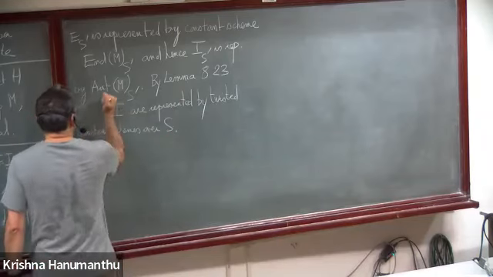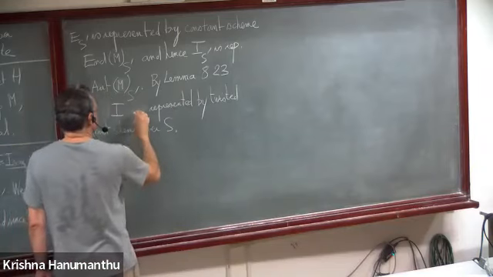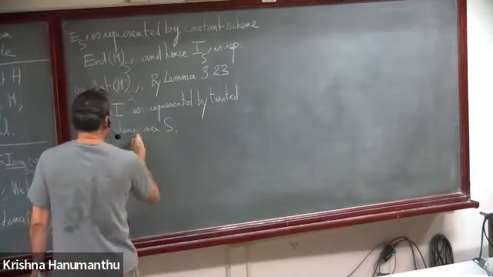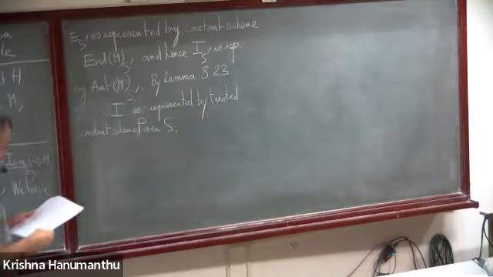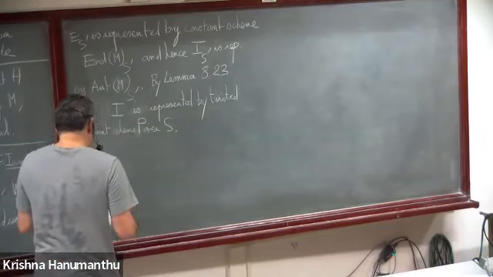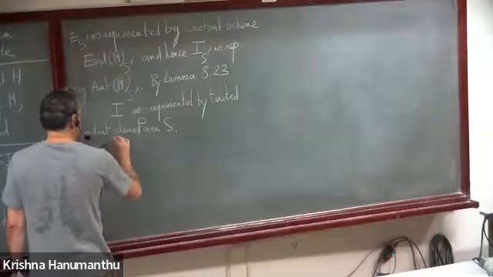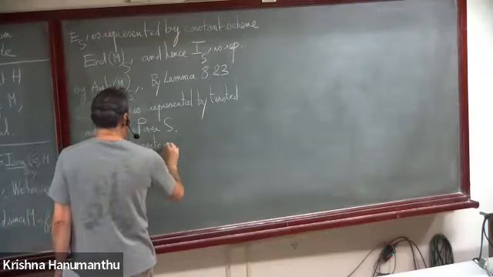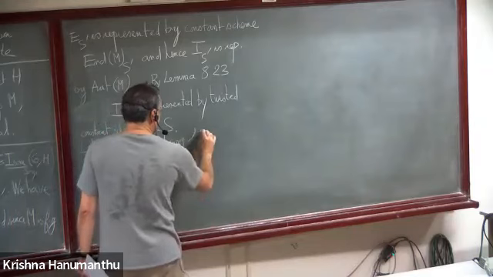So actually now I'm no longer interested in E, I'm just interested in I. So I is represented by a twisting constant scheme. Let us call it P, like in the previous proposition. And now let C be a connected component of P.